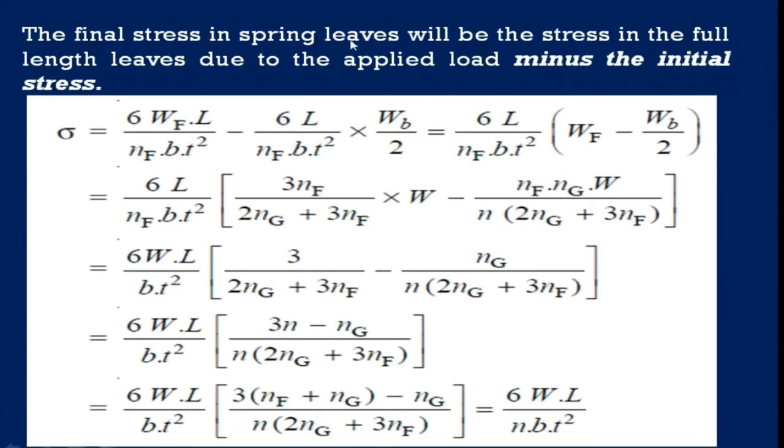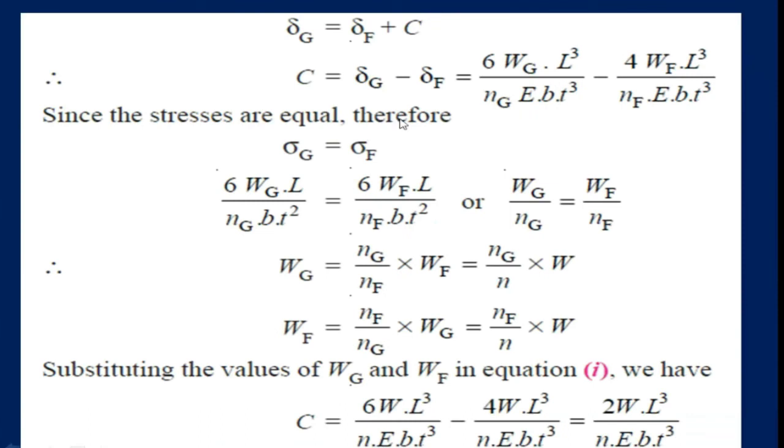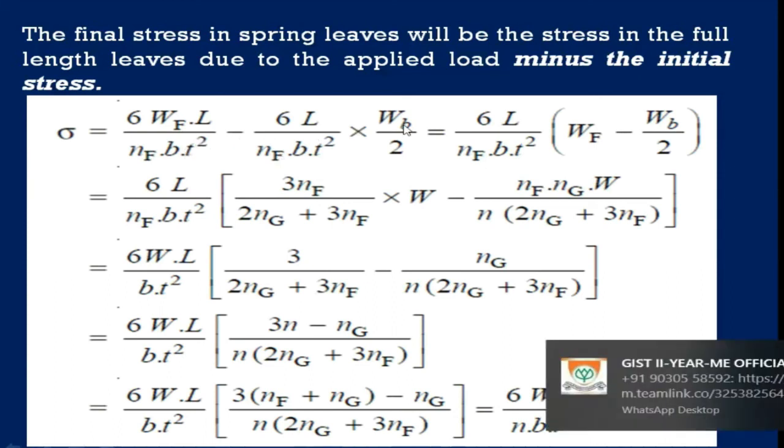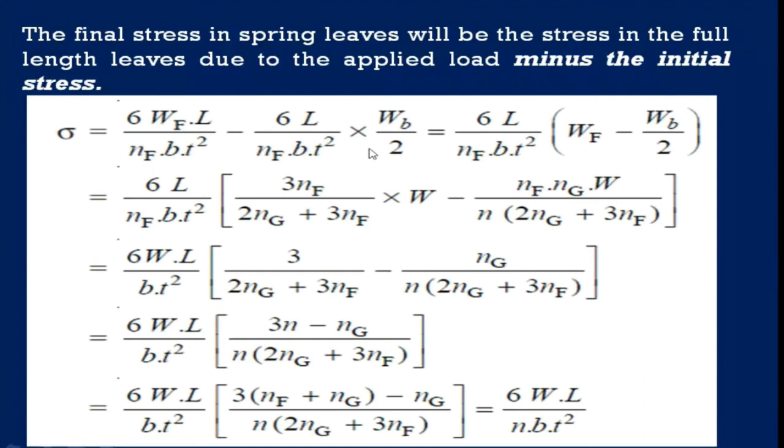So the final stress in the spring leaves will be the stress in the full length leaves due to applied load minus initial stress. How do you get the final stress in the full length leaves? Since both the stress due to tightening of the bolt and the stress due to the external load are in the opposite direction, you need to consider the algebraic sum. So this is stress due to external load minus stress due to bolt load. You can simplify 6L by NF BT square as a common factor, WF minus WB by 2.